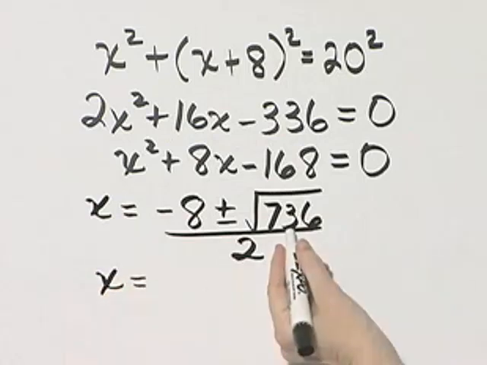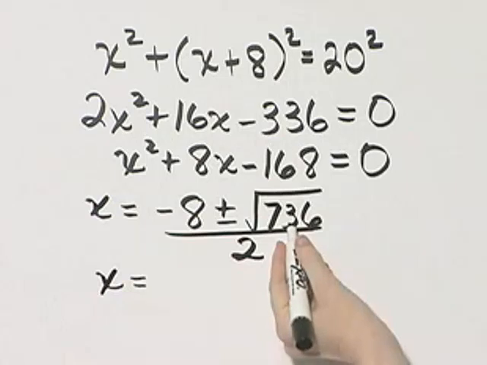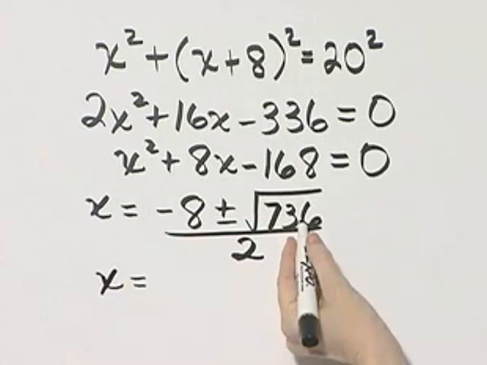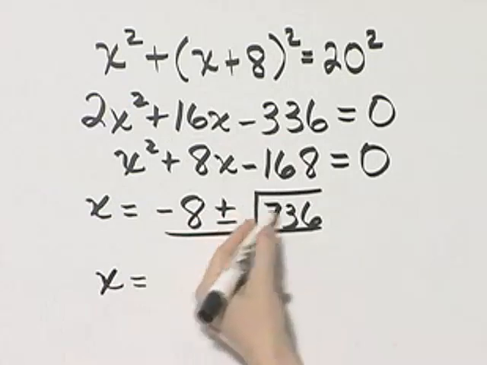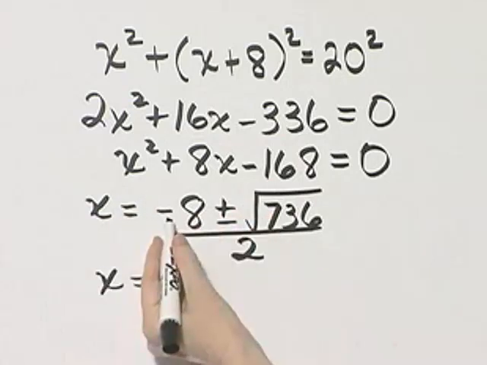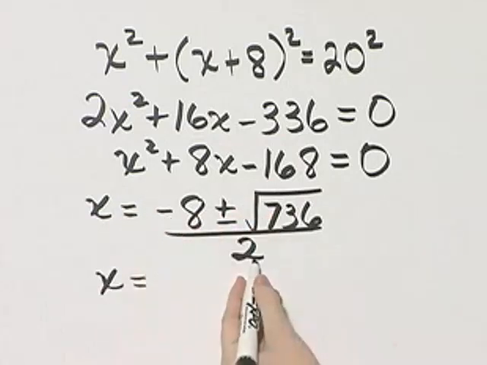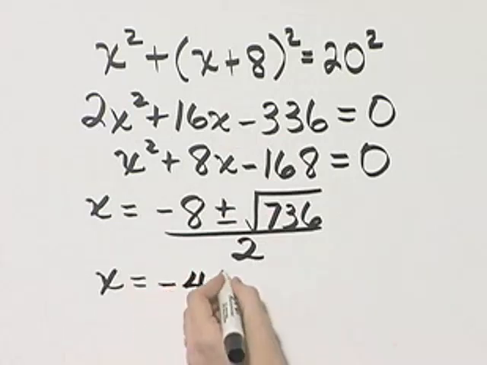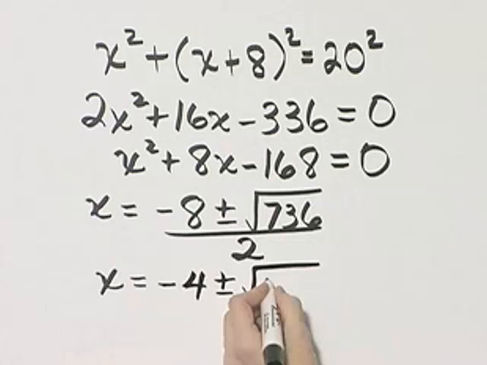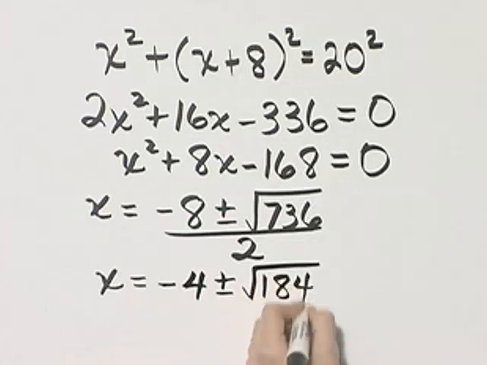There is a perfect square factor of 4 in 736. 736 is 4 times 184. The 4 comes out as a 2. Then you will factor out a common factor of 2 to divide out with this 2. When you do all of that, you'll have negative 4 plus or minus the square root of 184.